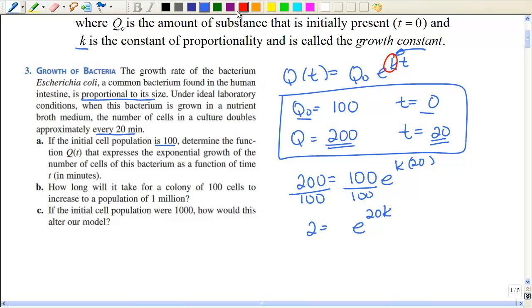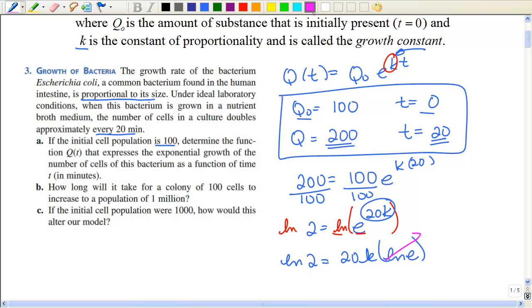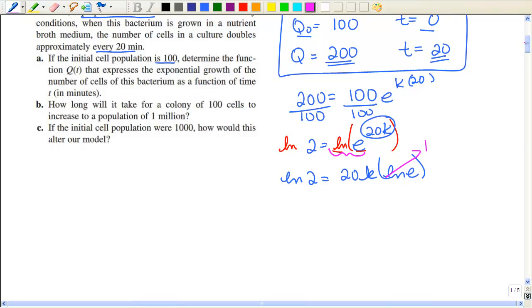On an exponential function, we need to take the natural log of both sides because the natural log and the exponential function are inverse functions. So we have the natural log of 2, and if you remember, we can take this exponent and move it down in front. Then we have the natural log of e, and the natural log of e is always 1. So the natural log and e cancel each other out, if you will. So we have the natural log of 2 equals 20 times k. So our growth constant is the natural log of 2 divided by 20.